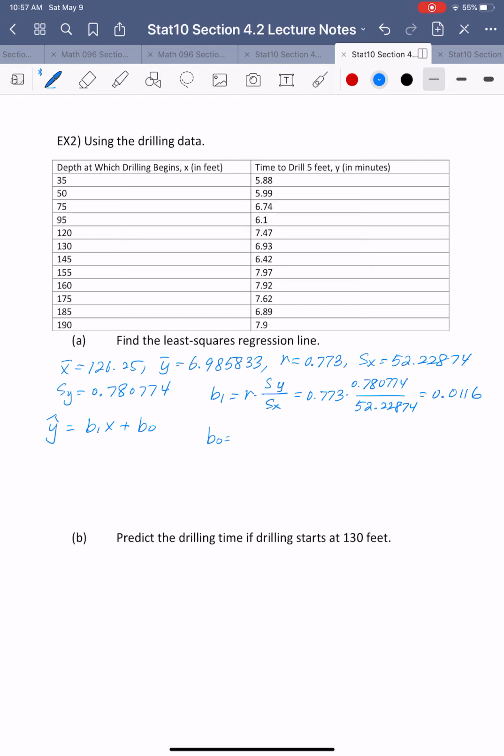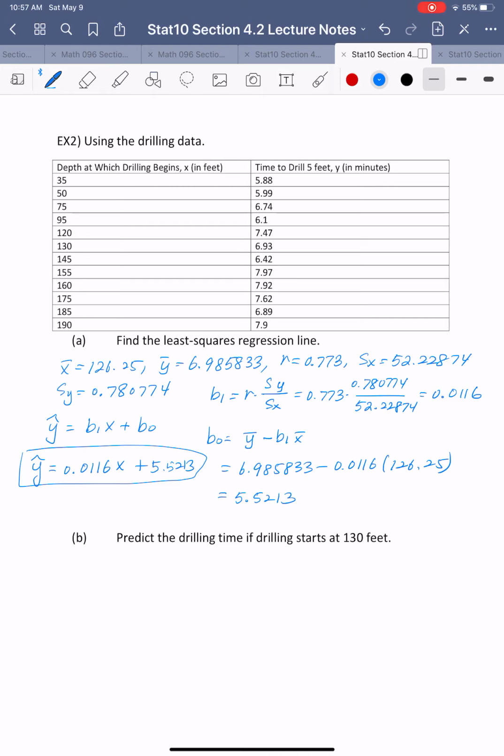And then b sub 0, I get y bar minus b1 times x bar. So 6.985833 minus 0.0116 times 126.25. And then I get about 5.5213. Now I can plug it in. So y hat is going to be b1, which is 0.0116x, plus b sub 0, which is 5.5213. Okay, so this is what I do.